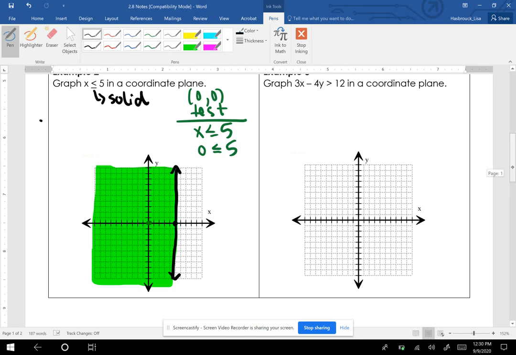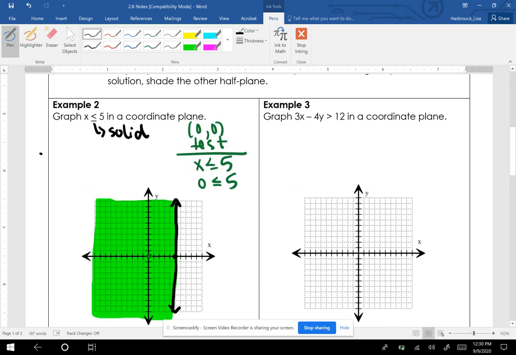Now for the next example, we're graphing 3x minus 4y is greater than 12. Since it's only greater than and not equal to, this will be a dashed line. We can do this by finding intercepts. 3x equal to 12 will give us our x-intercept. Divide by 3. So my x-intercept is (4, 0). For my y-intercept, that's when I make x 0, so I get -4y is greater than or equal to 12.